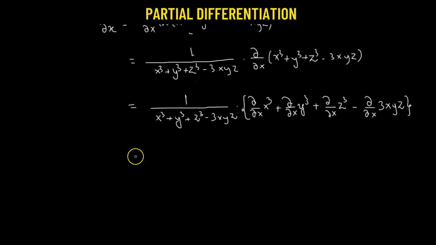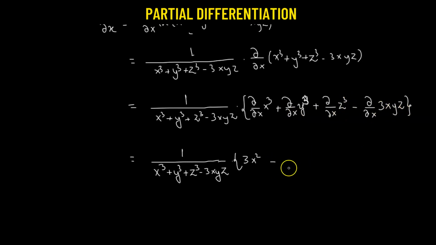So the partial of x cubed with respect to x will be 3x squared. The partial of y cubed with respect to x will be simply 0, because y will be treated as a constant with respect to x. Similarly, the partial of z cubed will be 0. And for the fourth term, we have 3, y and z, which are constants. So 3yz is multiplied by the partial of x with respect to x, which is simply 1.